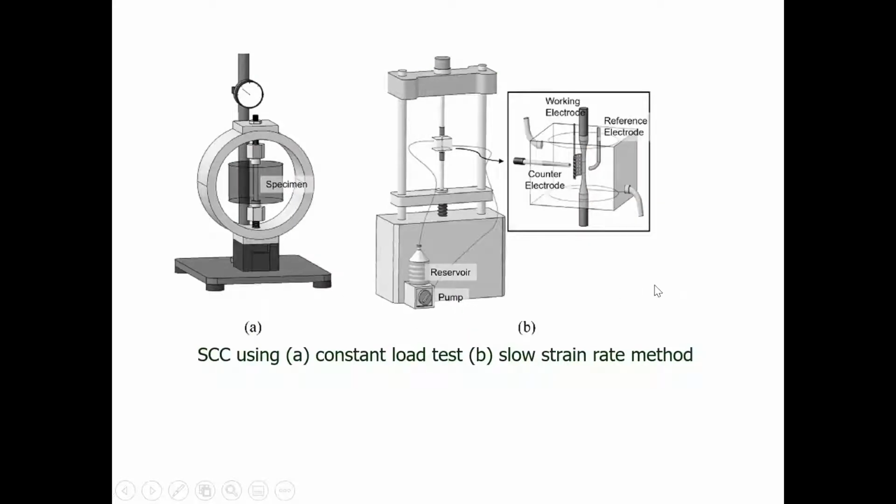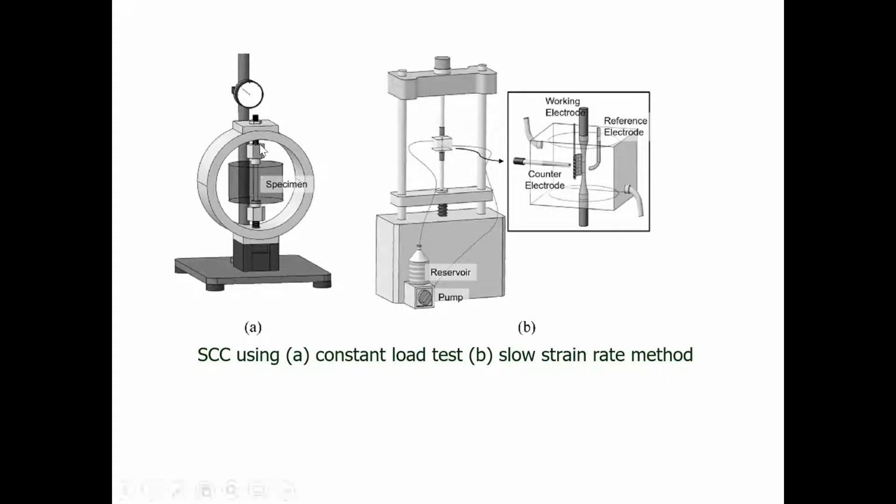So here are some ways of testing materials. I've got two in this particular overhead. On the left-hand side, we have something called a constant load test. And on the right-hand side, B, we have something called a slow strain rate method. And these are two laboratory methods for testing a material to see if it's susceptible to stress corrosion cracking, and if it's even susceptible to hydrogen embrittlement.